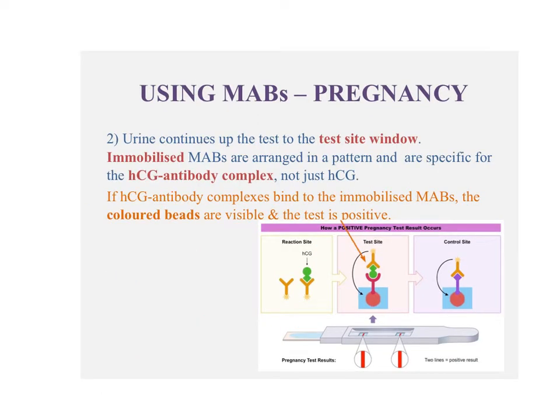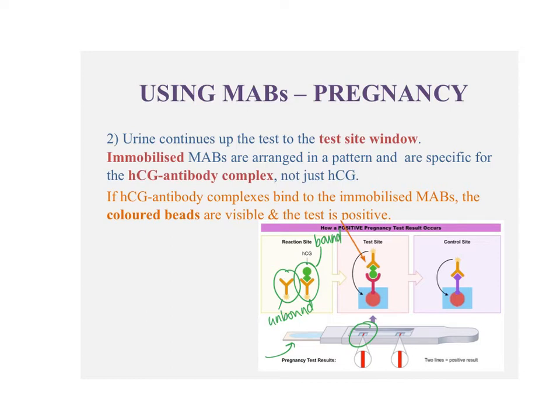So moving up the test strip, what we should see happening is both unbound and bound monoclonal antibodies, or conjugated monoclonal antibodies, moving up the test strip. The paper inside is very, very absorbent, so any urine with these mobile monoclonal antibodies is able to move up to the test window, the first line that we will or won't see.